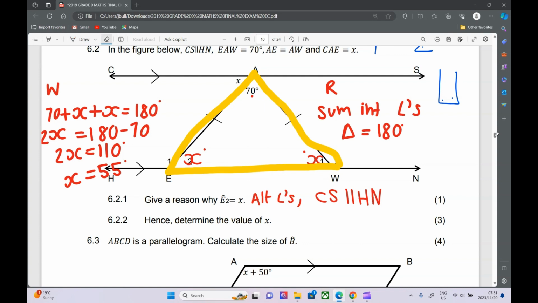Okay, which makes sense, because then if you put that back into this diagram here, that would mean we've got 70 plus 55 plus 55, which means that triangle is going to add up to 180 degrees.